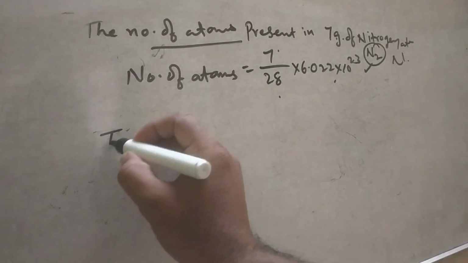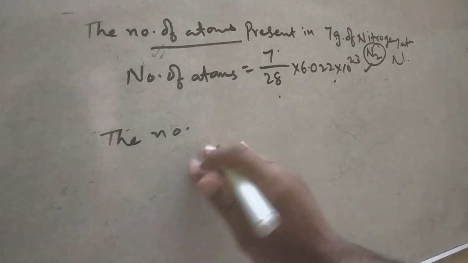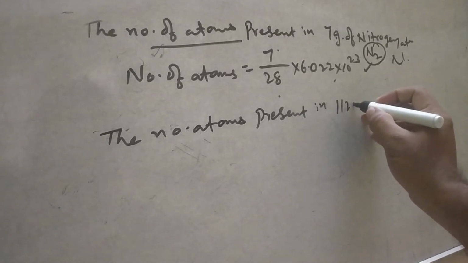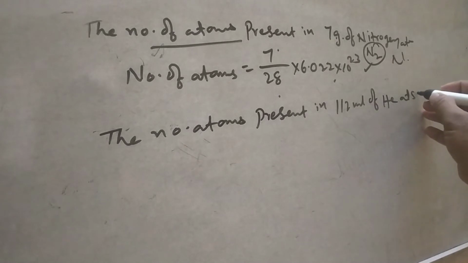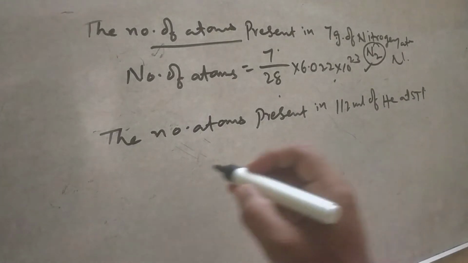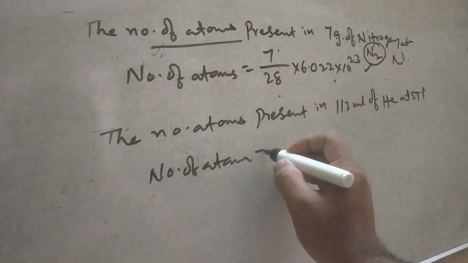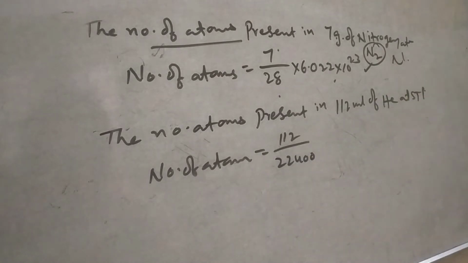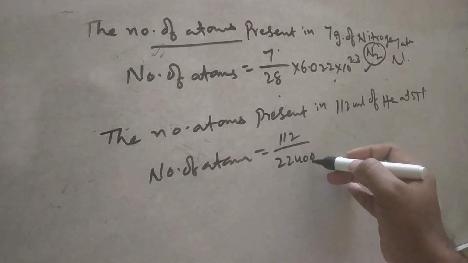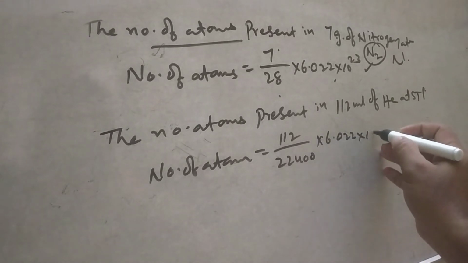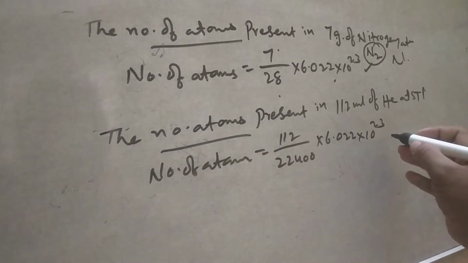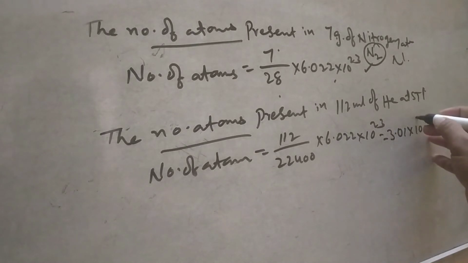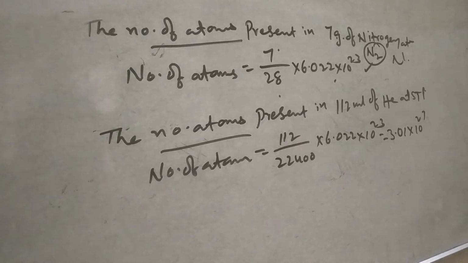Similarly, if you want the number of atoms present in 112 ml of helium at STP, standard temperature and pressure. So here you want the number of atoms. Helium is monoatomic. So the given volume, 112 ml, divided by the molar volume, here you have to take 22,400 ml, because the given volume is in ml, so you have to take ml, into 6.022 into 10 to the power of 23, because you want the number of atoms. So you have to multiply with 6.022 into 10 to the power of 23. By cancelling, you will get 0.01 into 10 to the power of 21. Then you will get that type of answer.